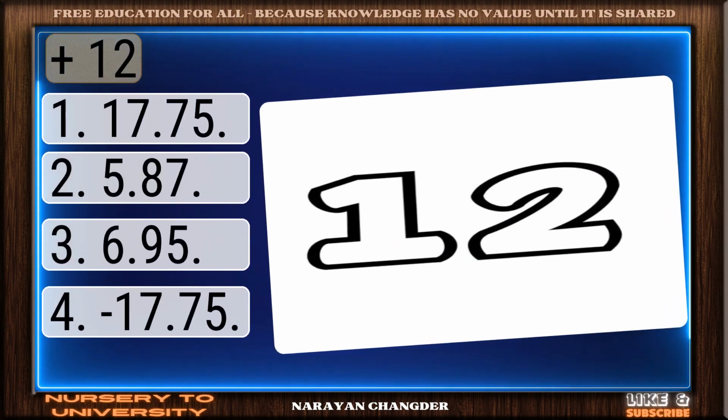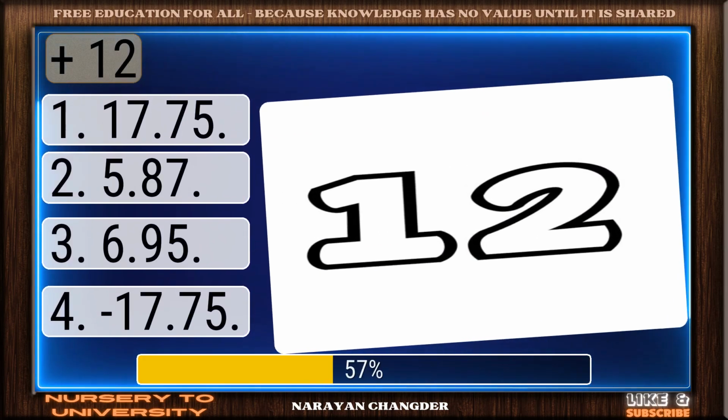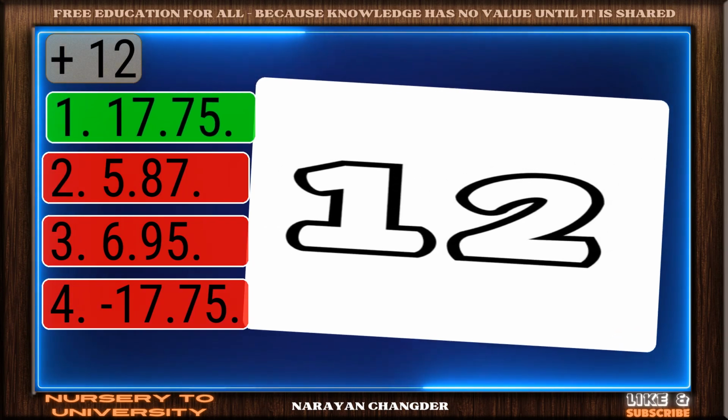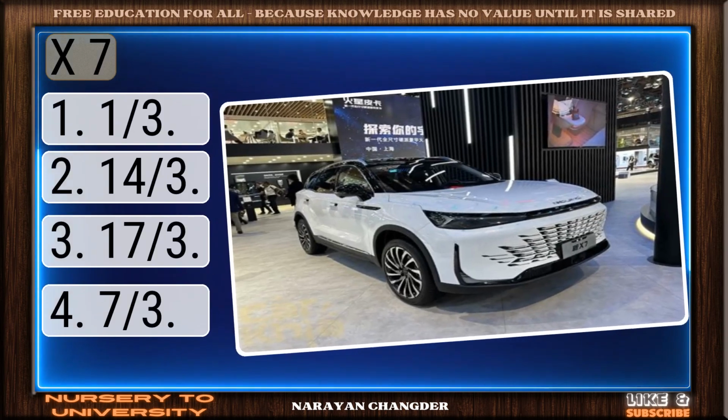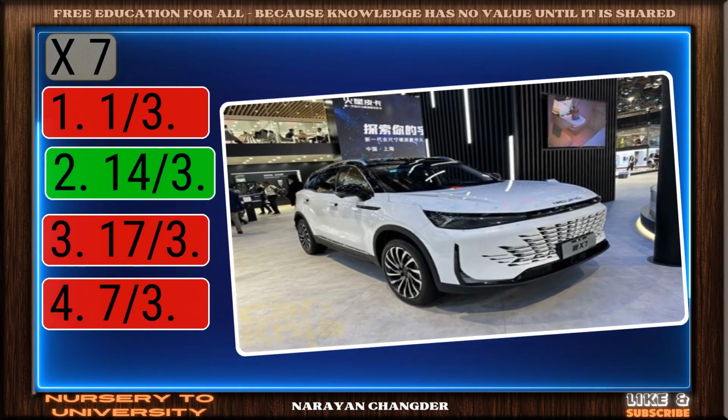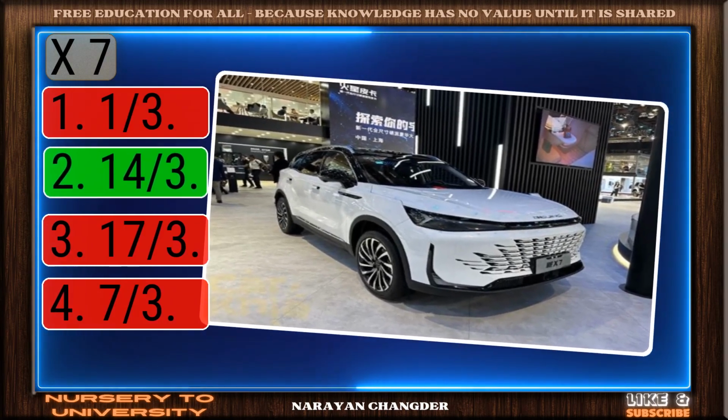Question number 299. Smart pick. 1775 is the correct choice. Question number 300. Smart move. 40 by 3 is an accurate answer.